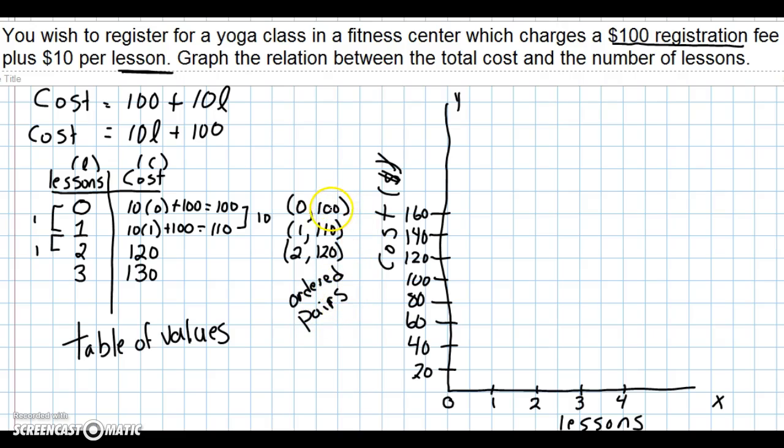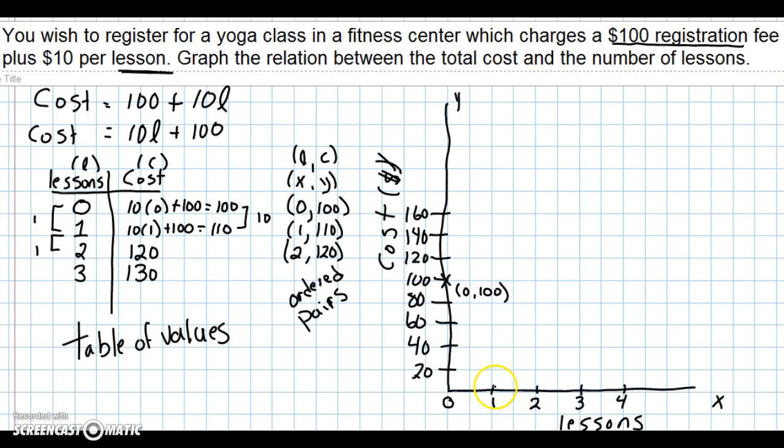So looking at our first one, our x value, x is first in the alphabet, so the x always comes first, or the y, or in this case we are using our lessons and our cost. You could look at it in any of these ways. So our x value in this case is 0, our y value is 100, so we're going to go from 0 up to 100. And we want to label that point so there's no confusion about which point we mean.